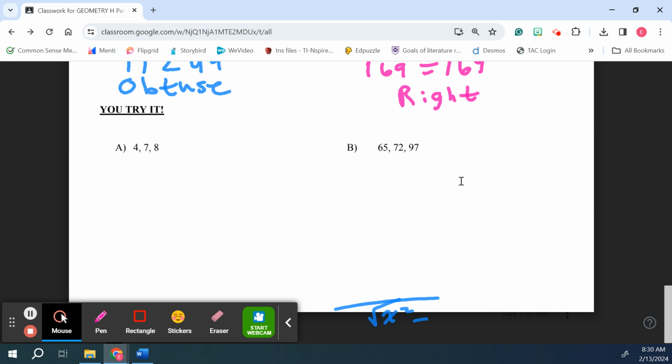But I can't give it to you tomorrow because we still have special right triangles to cover.